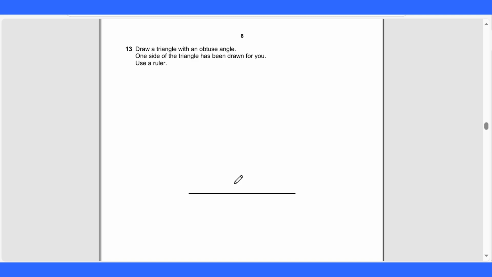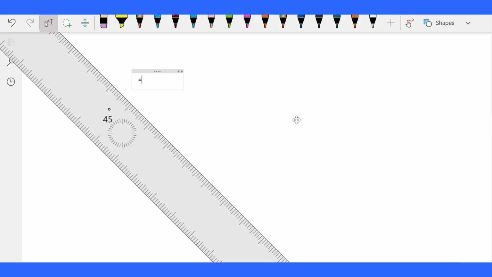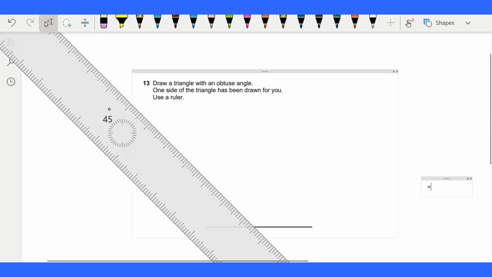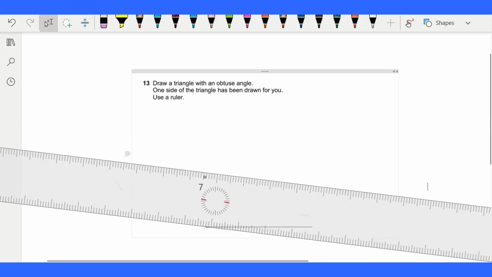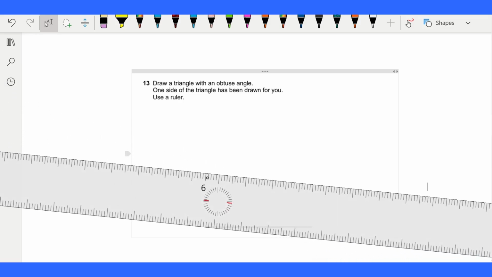Okay guys, so now we are already having the ruler. So an obtuse angle means the angle that is greater than 90 degrees. So it's between 90 degrees and 180 degrees. So the angle is greater than 90 degrees and smaller than 180.